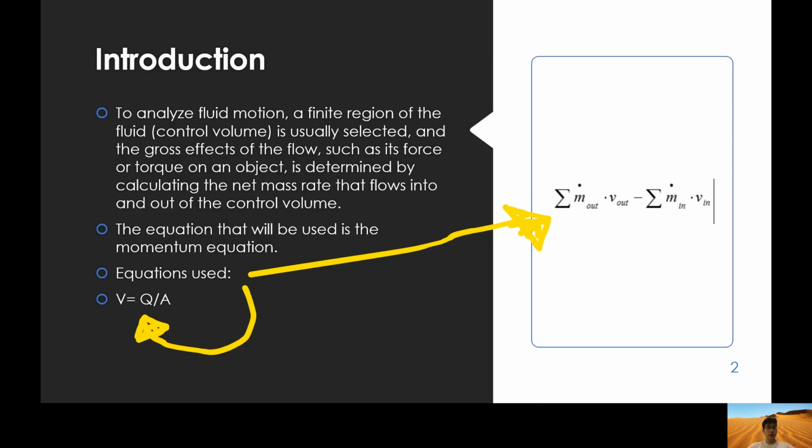For the introduction, it is to analyze fluid motion. A finite region of fluid, the control volume, is usually selected, and the gross effects of the flow, such as its force or torque on an object, are determined by calculating the net mass rate that flows into and out of the control volume. The equation that will be used in this experiment is the momentum equation. The equations used are V equals Q over A, and, as displayed on the right over here, the momentum equation.